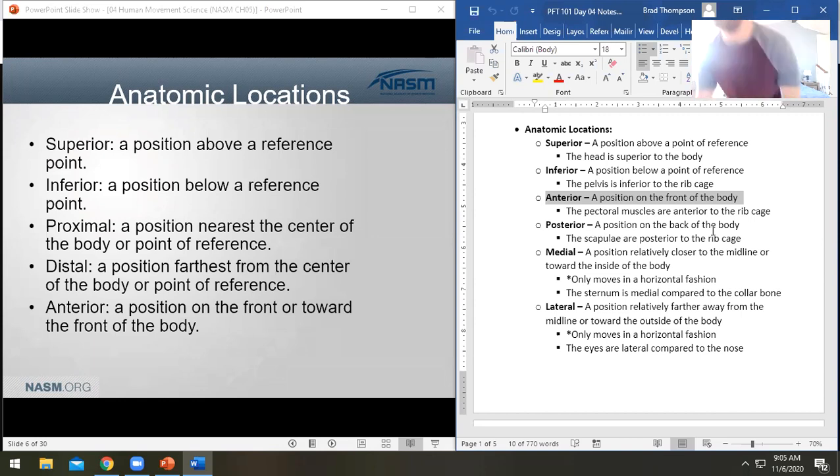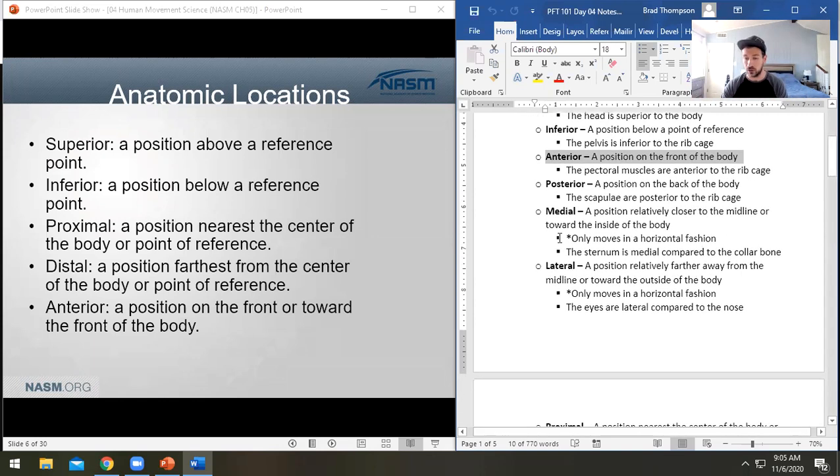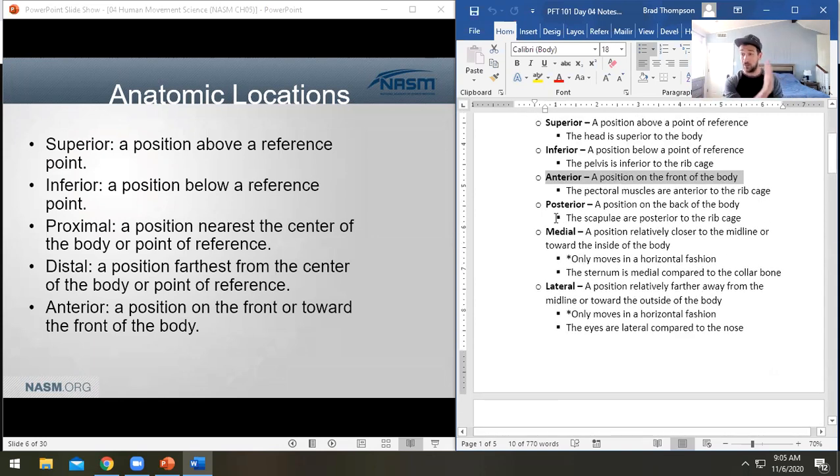You've also got medial and lateral. Medial and lateral move side to side. They're kind of like a moving sidewalk. Medial is a position closer to the midline of the body, and lateral is farther from the midline.